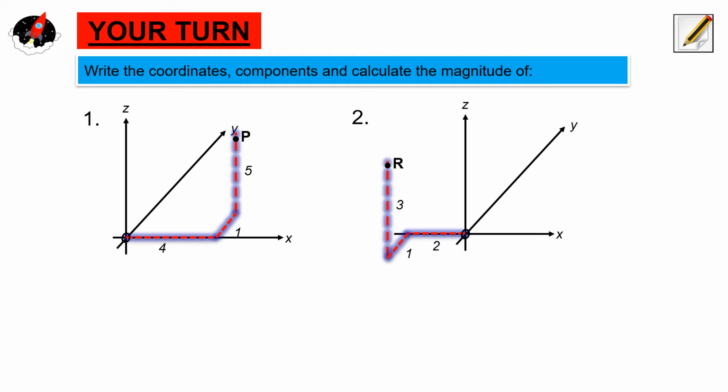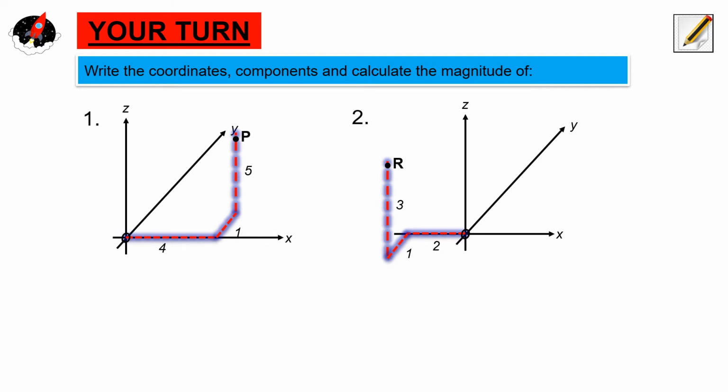Okay, if you can pause the video here and have a go at these questions. So using what you've just learned in the last slide, we want to write down the coordinates of each point and their corresponding column vector, and then calculate the magnitude of each one as well. So pause the video here and have a go.